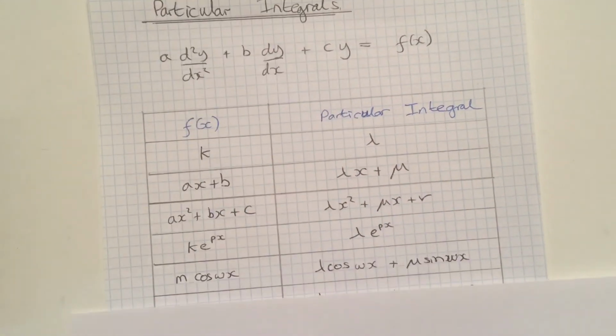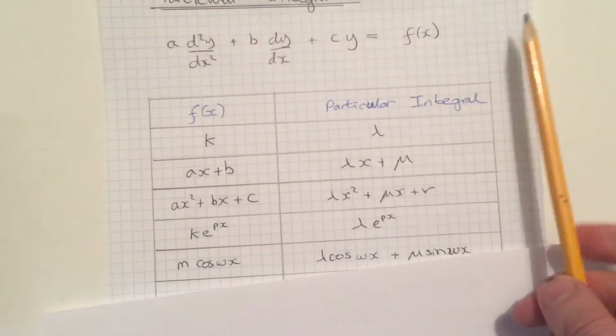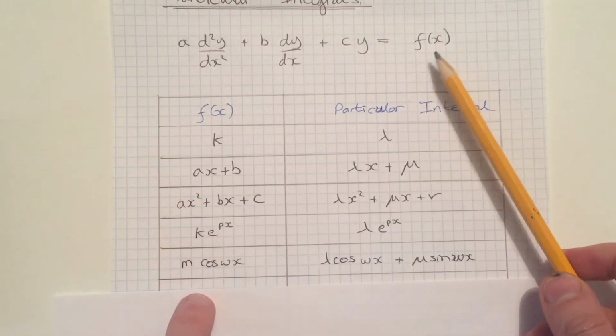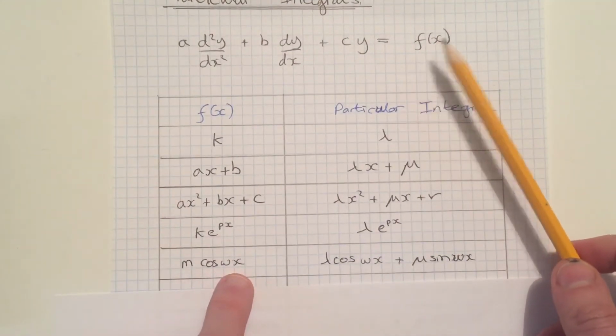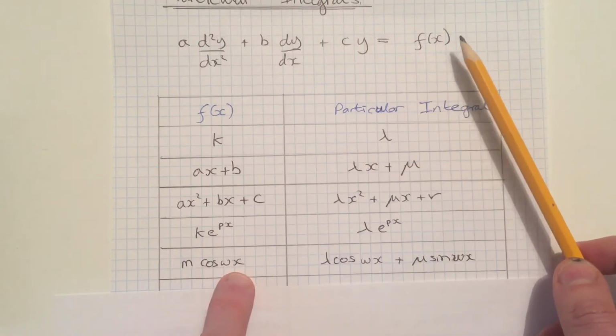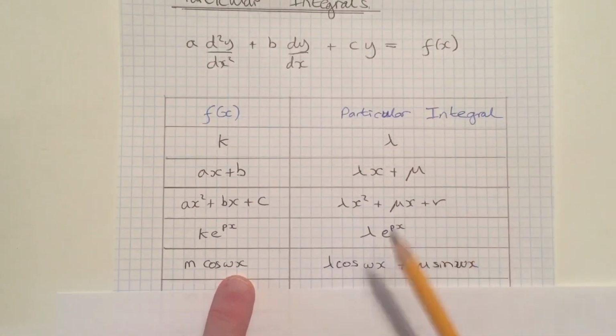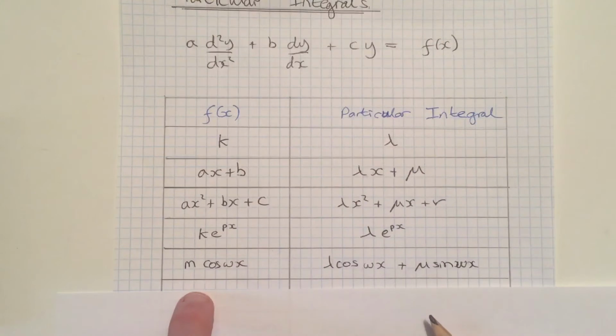If it was a trigonometric function, if over here was a cos, so it might look like m cos omega x, then I would guess my particular integral as being the sum of the two different trigonometric functions, and you do need to have them both. You need to have the cos and the sine.